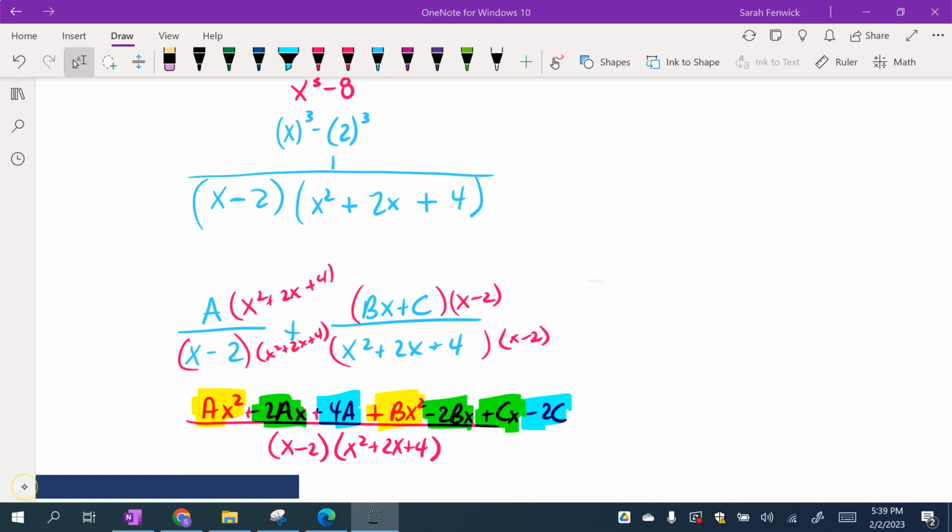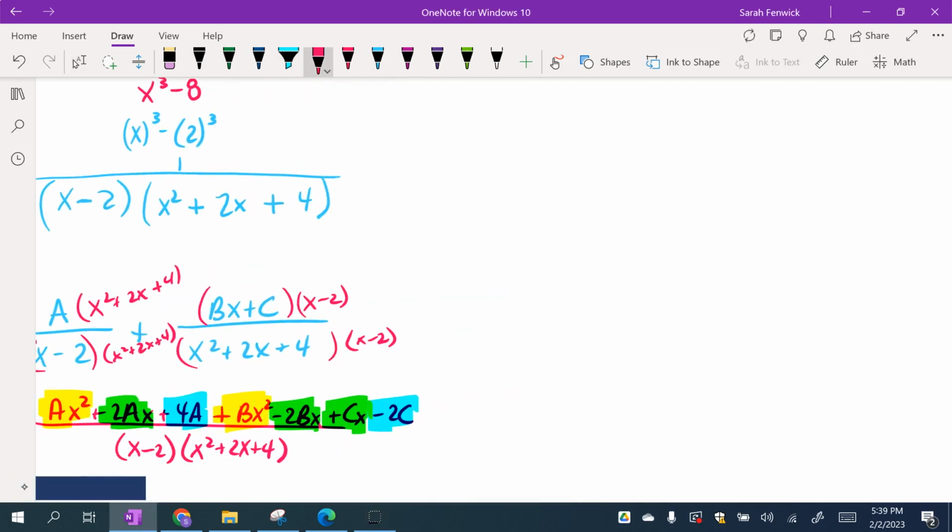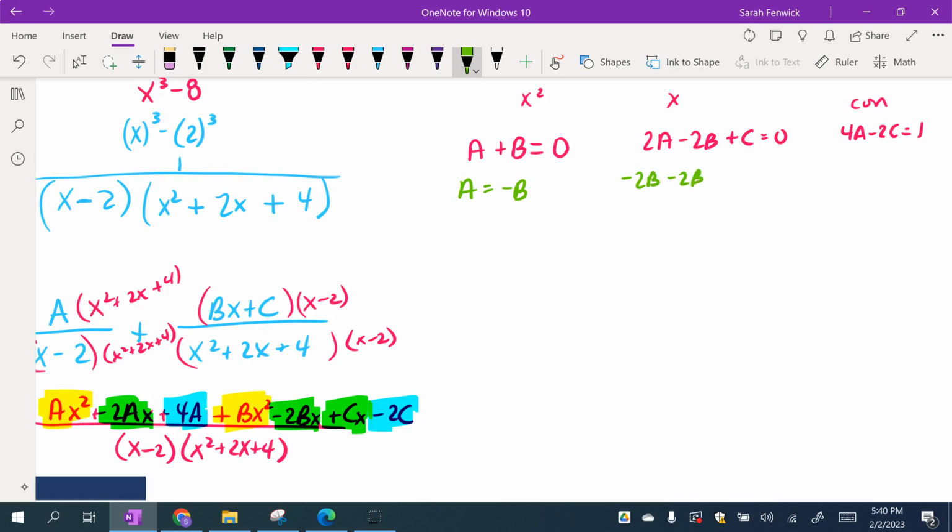are here. So starting off with my x squares, my original problem didn't have any. So I have a plus b equals 0. For my x's, I have 2a minus 2b plus c equals 0. And for my constants, I have 4a minus 2c equals 1. When I start over here, I change this to a equals negative b. So this would be negative 2b minus 2b plus c equals 0. Negative 4b plus c equals 0. C equals positive 4b.